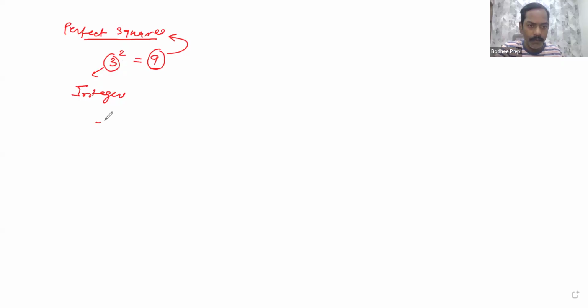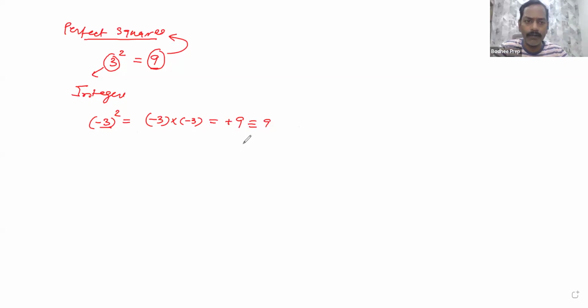For example, instead of 3, if I take minus 3 whole square, this simply means minus 3 is multiplied with minus 3. Now minus into minus is what? Plus. So overall the answer would have a plus sign, and 3 into 3 makes it 9. Plus 9 effectively means 9. Since both are positive, again we'll get a positive number. If both are negative, we'll get negative into negative, a positive number. So perfect squares are always positive integers, and these are the squares of some integers.